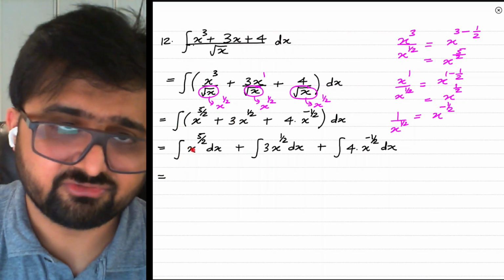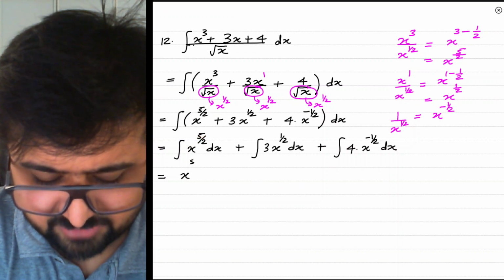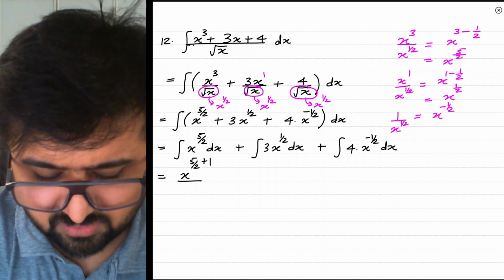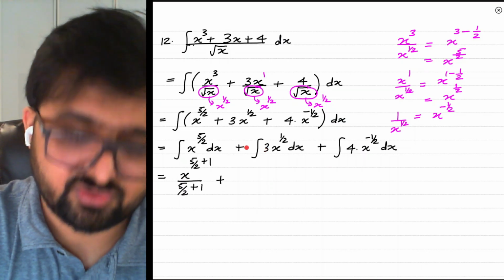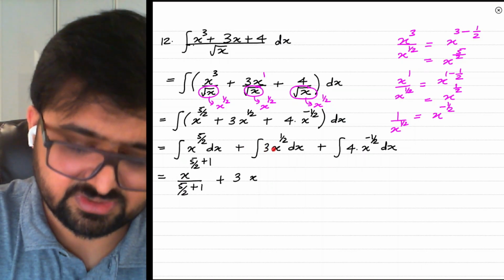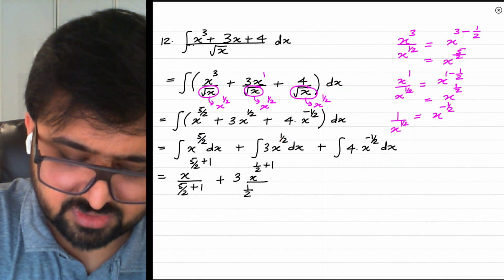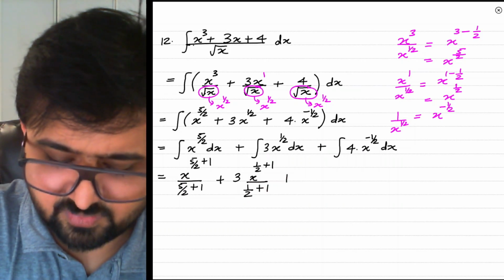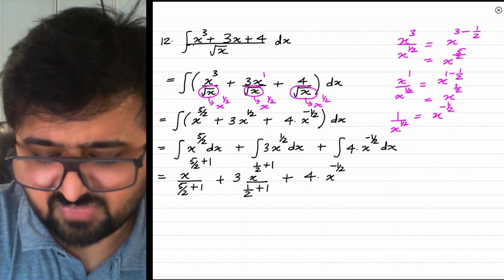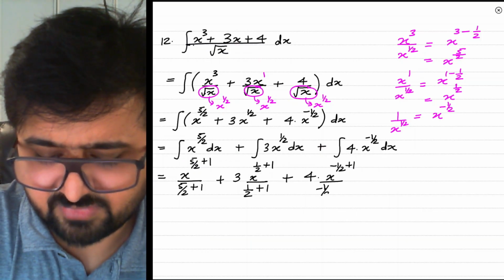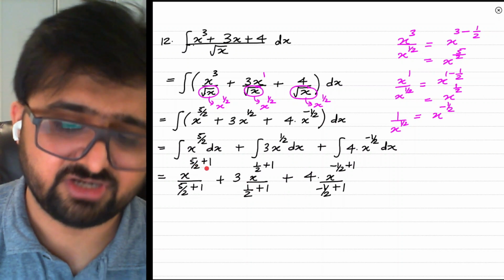You can simply apply now the formula: integral of x to the power n is x to the power n plus 1 over n plus 1. Plus, take that 3 out of the integral, you're left with x to the power half, so it is half plus 1 over half plus 1. Plus, take that 4 out, you are left with x to the power minus half plus 1 over minus half plus 1. So you basically apply the formula for integral of x to the power n.